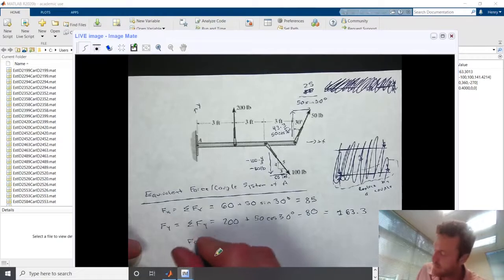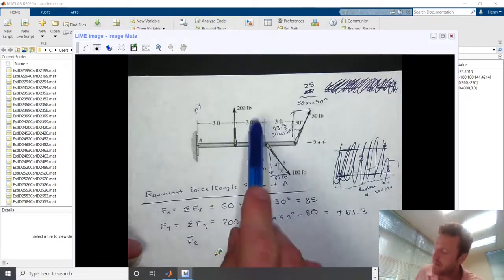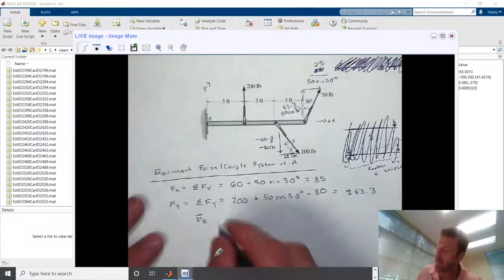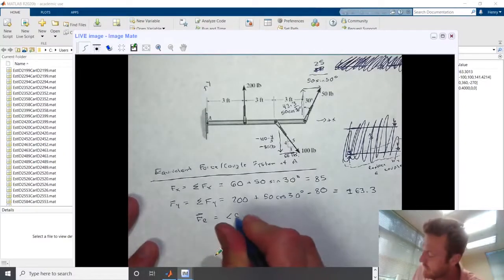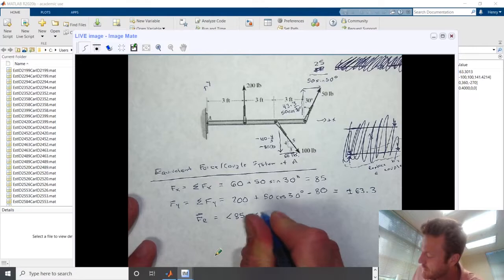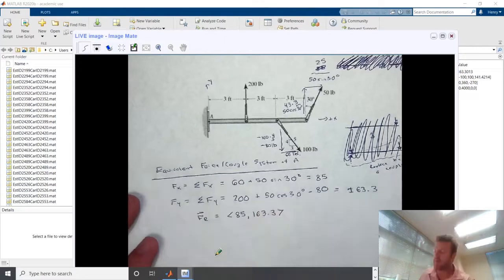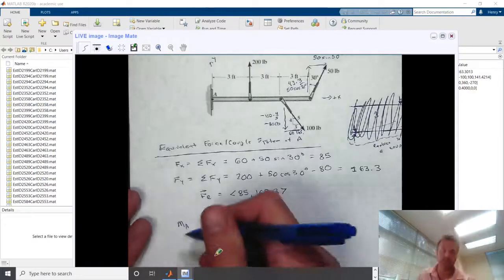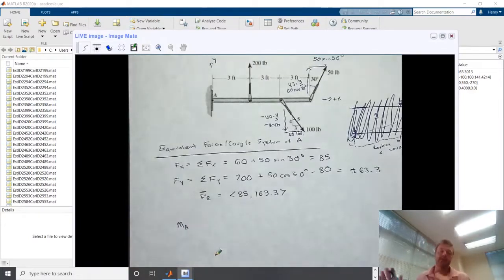So the next thing that I have to do after I've determined the equivalent force, the idea is that the equivalent force of these 3 forces, which would also be the equivalent of force applied at point A, is going to be 85 x component, 163.3 y component. Now let's find the equivalent moment or couple about point A, because remember, they technically are couples. They're free vectors, which is why we can move them.